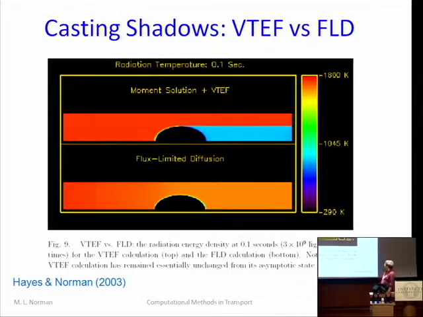And we've done some work on this. This is what you do when you do VTEF, and in this calculation we actually calculated the Eddington tensor self-consistently from a solution of the formal equation. And you can see that it casts shadows. They're not perfect shadows, but they are shadows. Whereas with flux-limited diffusion, the radiation comes in and just sweeps over this like water, and you get radiation filling the shadow.